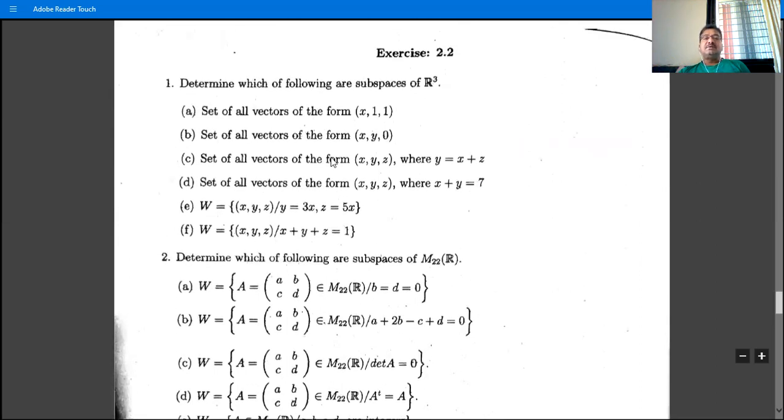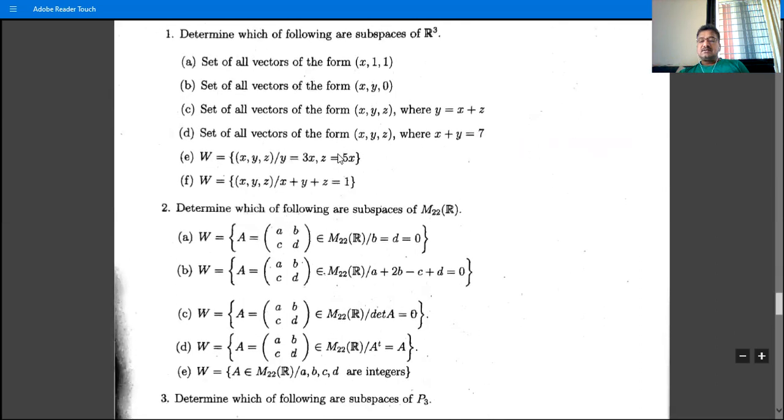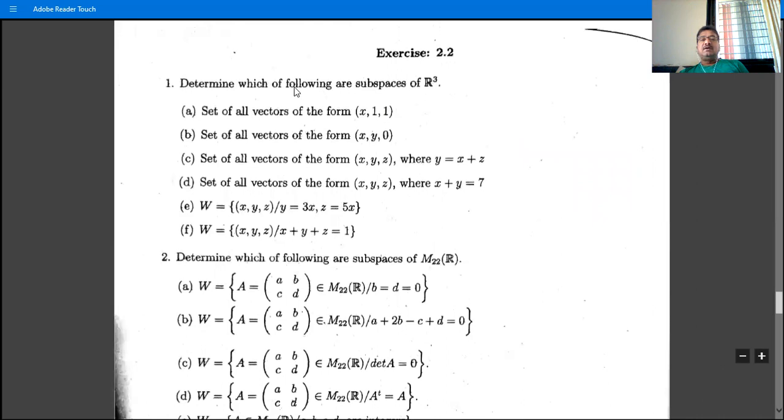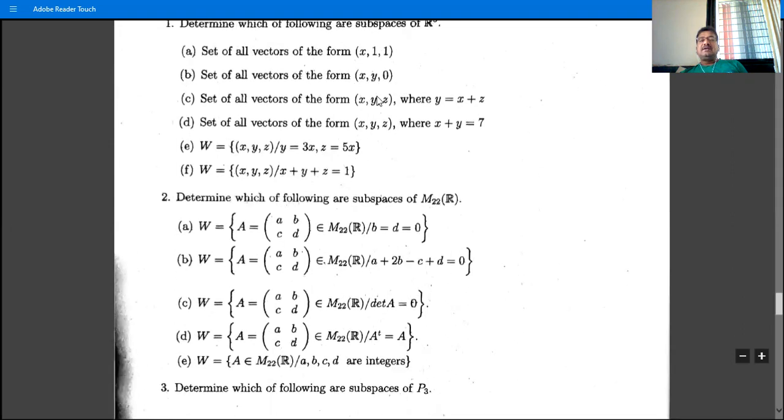So these are the examples. Exercise: determine which of the following are subspaces of R3. The set of all vectors of the form (x,1,1). This is again not a subspace, because if we take two vectors of this type, that is (2,1,1) and (3,1,1), their addition is (5,2,2), and this is not an element of this set. So it is not closed for addition. The set of all vectors of this type is closed for addition and scalar multiplication.